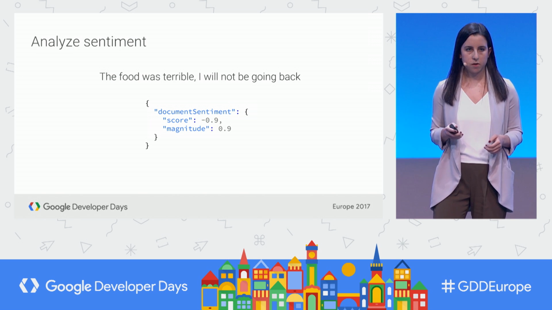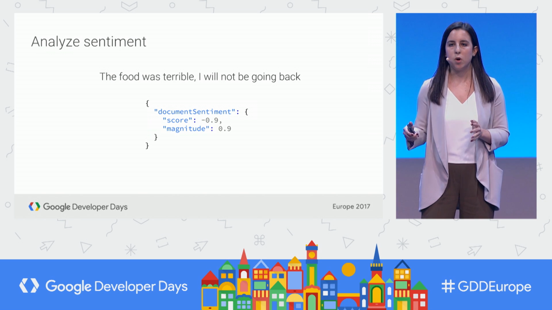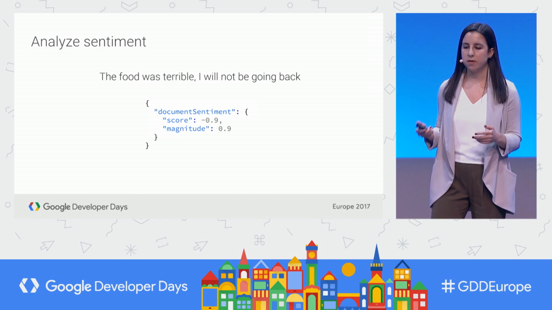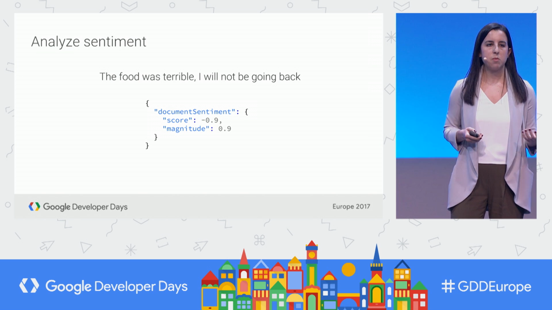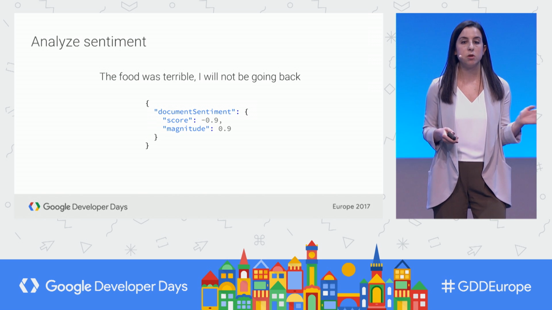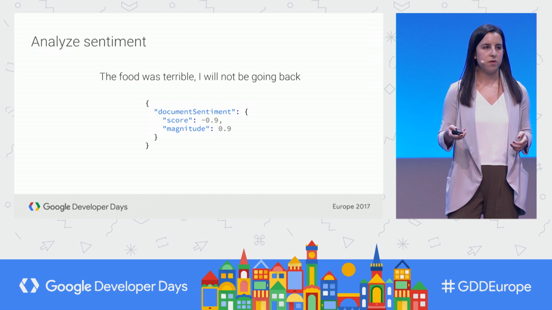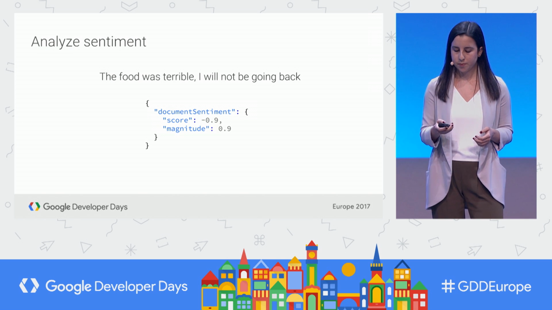returns 2 values. The first is score, and score will tell us on a scale of -1 to 1, how negative or positive is this text. And then magnitude tells us, regardless of being positive or negative, how strong is the sentiment in this text. And this is a range from 0 to infinity, normalized to the length of the text. So since this is pretty short, we get a small number of 0.9.